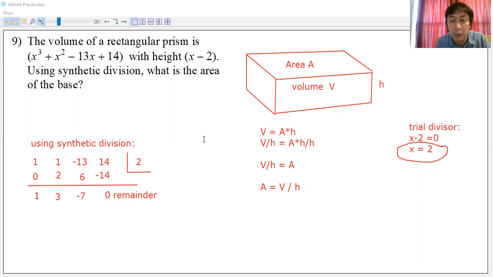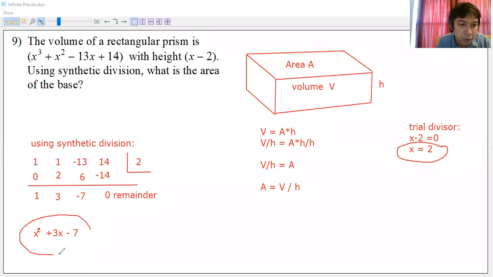Our quotient will be 1 degree lower. So this will be 1x squared. So our quotient will be x squared, a second degree, followed by, of course, 3x. This will be plus 3x minus 7. So this is our answer: x squared plus 3x minus 7.